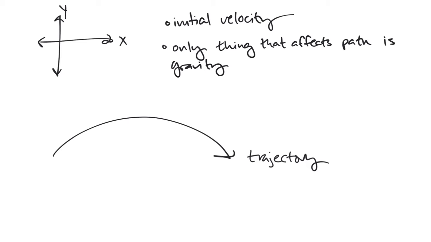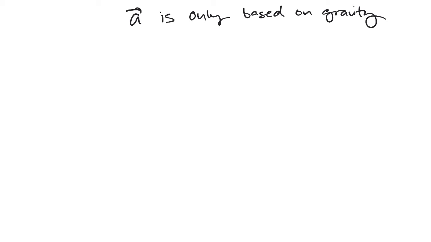For now, we are going to be ignoring air resistance or friction or curvature and rotation of the Earth, all of that stuff. The only thing we're going to be focusing on is the gravity itself. Since the only thing affecting the motion is gravity, our acceleration is only going to be based on gravity. A is only based on gravity. Sorry, trying to write and speak doesn't work out well for me.